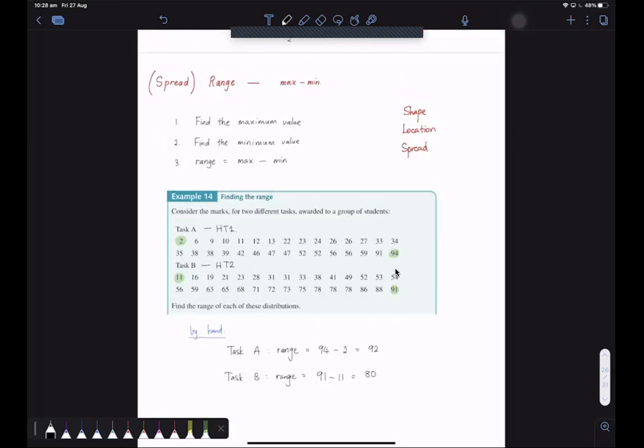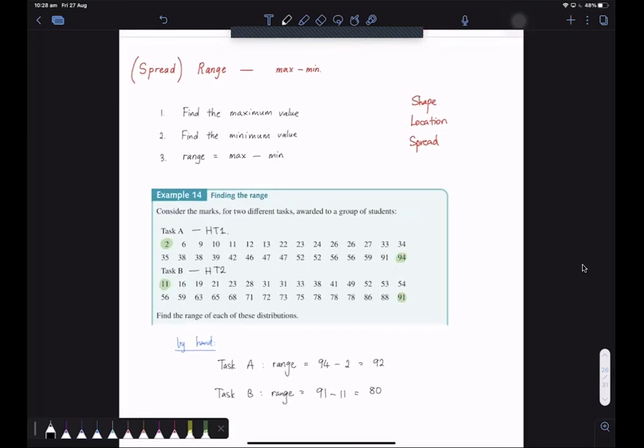So, that's how you find the range. Any questions on this, or is it pretty straightforward? You've been doing this since like year 7 as well. Thumbs up?